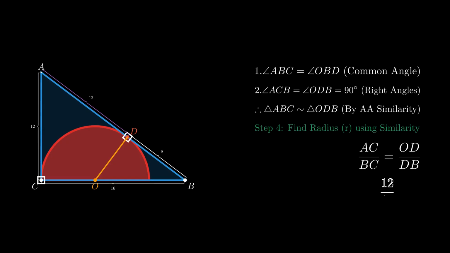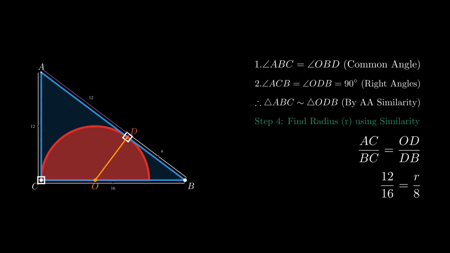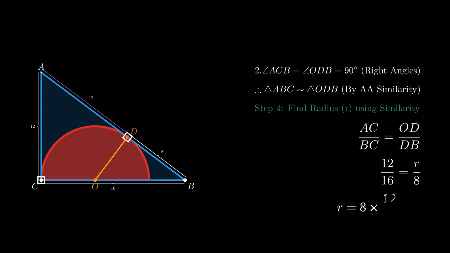Let r be the radius, which is the length of OD. Substituting the known values, our proportion becomes 12 over 16 equals r over 8. To solve for r, we multiply both sides by 8. This gives r equals 8 times the fraction 12 over 16, which simplifies to 6.